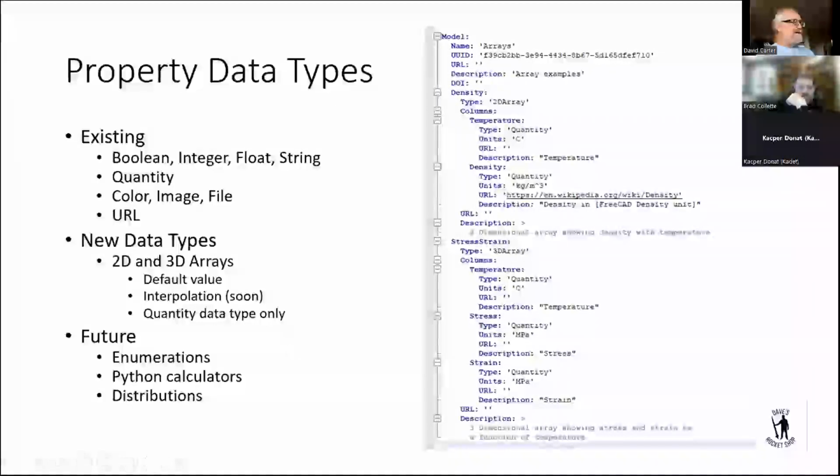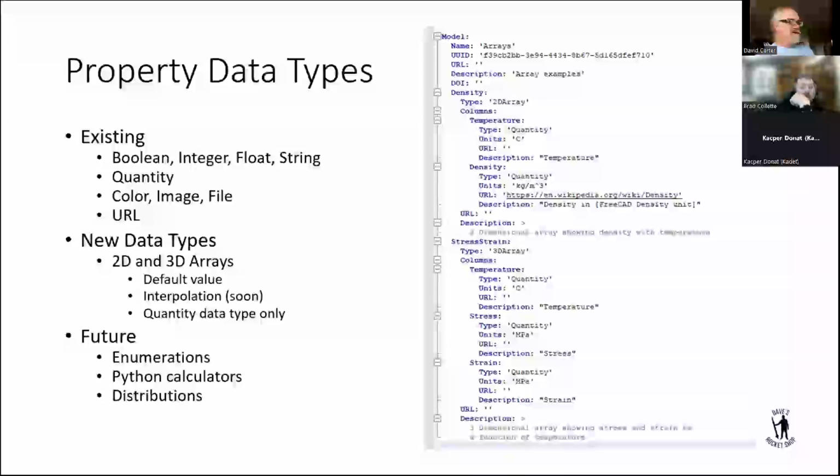So what are the property types? Well, there's a number that are existing in the current material system. There's Boolean, integer, which, to be fair, is actually an unsigned integer, so that's a distinction worth noting. Floating point, string, quantity. So a quantity is the FreeCAD quantity, where it's a value with units. Okay. Color. Color is a tuple of RGBA. I can't remember exactly what that last letter is, but it's a tuple of numeric values.